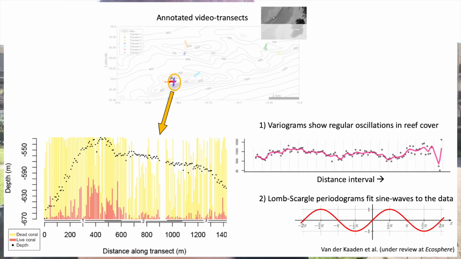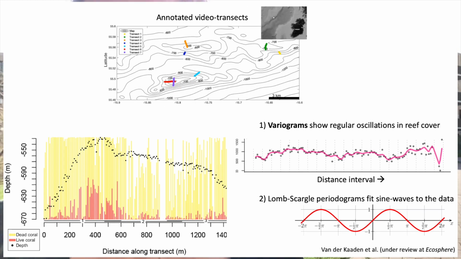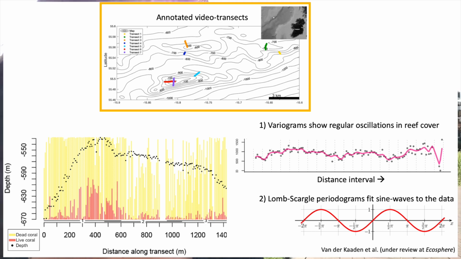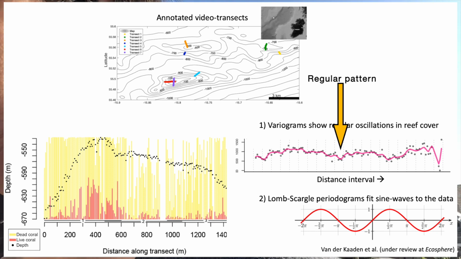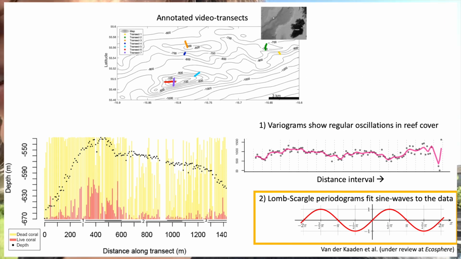To investigate regular spatial patterns in coldwater coral reefs, we used variograms and Lomb-Scargle analysis on 7 annotated video transects from the Logachev coldwater coral mound province. A variogram displays the variance between samples at increasing distance, so a dip in the variogram indicates a regular pattern. Lomb-Scargle analysis shows at which frequencies a sine wave is significantly present in the data.